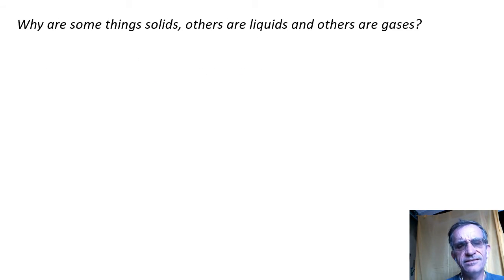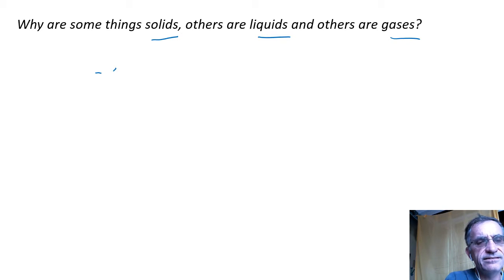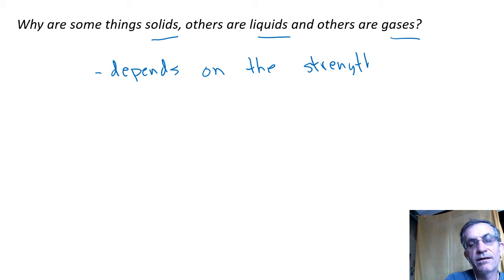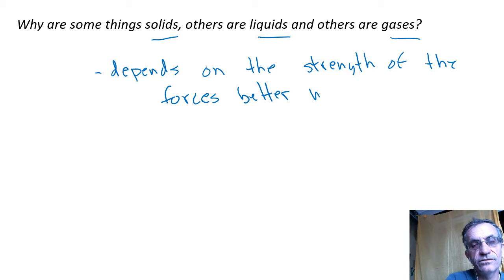All right, to get started, let's just spend a few minutes talking about why it is that some things around us in the world are solids and others are liquids and others are gases. Why do things exist in these different phases? Well, the main reason is that determining whether you're going to be a solid or a liquid or a gas depends on the strength of the forces between molecules. Depends on how strong are the forces between molecules.